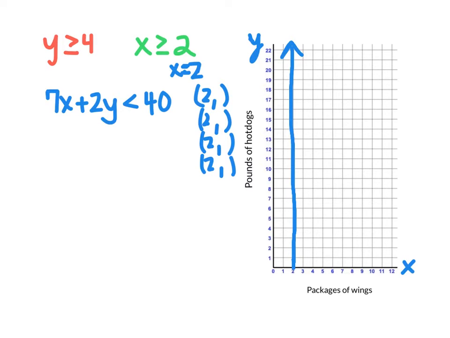Now, if I want to do my shading, I'm going to pick a test point. Maybe I'll choose 0, 0. This is a super easy one to test. If you plug a 0 in right here, is 0 bigger than or equal to 2? No, that does not work. So I'm not going to shade over here. It's got to be over on this side.